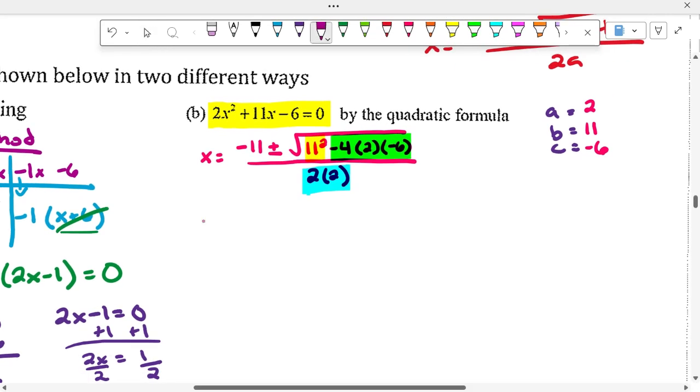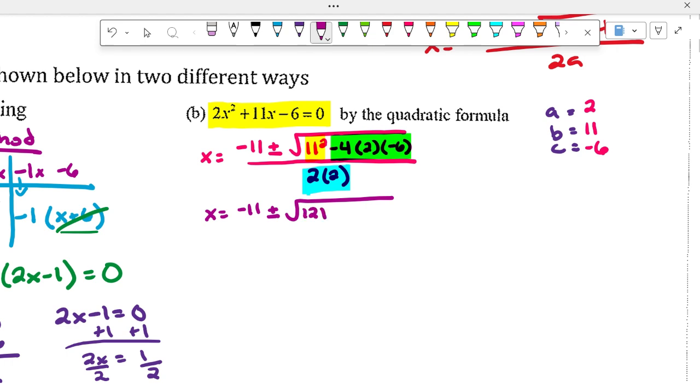So I have x equals negative 11 plus or minus the square root. What's 11 squared? 121. What's negative 4 times 2 times negative 6? So you can put that in your calculator. So negative 4 times 2 times negative 6. Positive 24. All over, what's 2 times 2? 4.